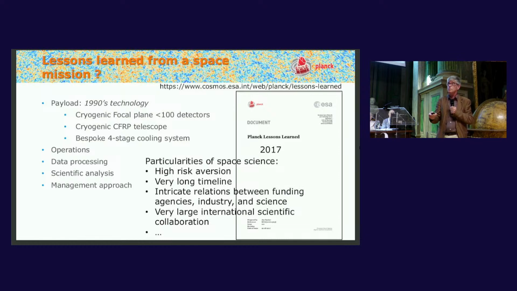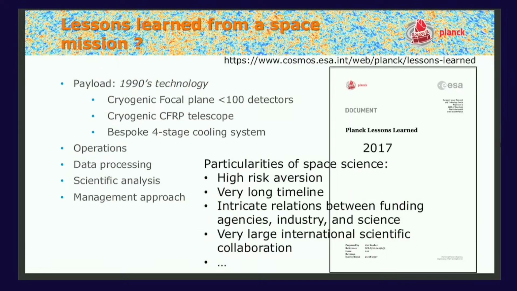So when you're looking at a ground-based experiment, it's a completely different approach. Very long timelines. I mean, we're talking again about a 30-year experiment, essentially. That doesn't happen in the ground-based. You have these really complicated relations between, I would say, political elements, funding agencies, industry, science, and that also complicates these missions considerably. And the very large international scientific collaboration. It becomes more common in ground-based experiments also to have very large collaborations, but these are extra large, I think.